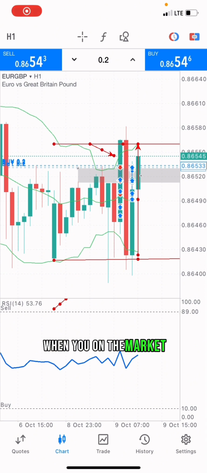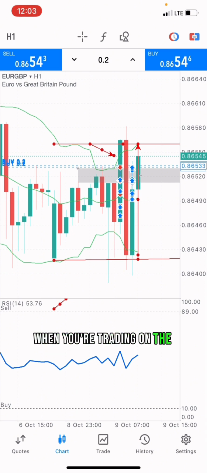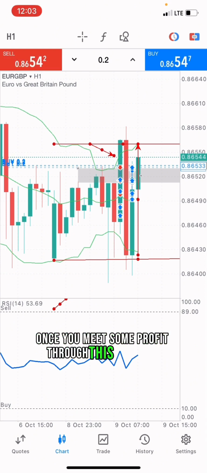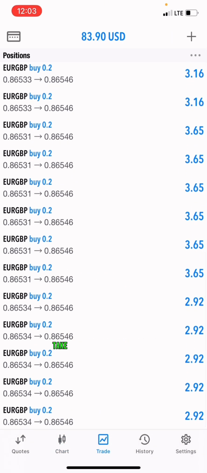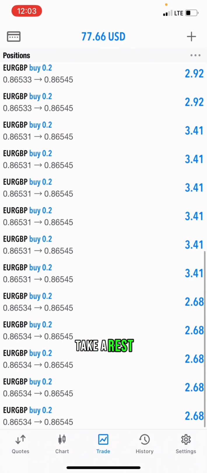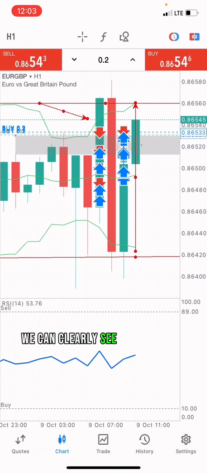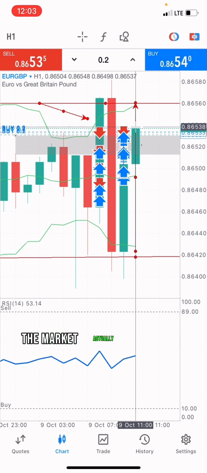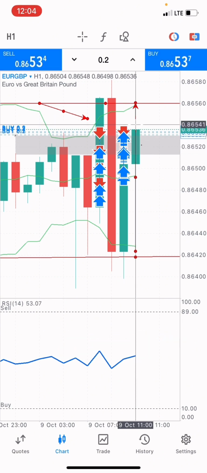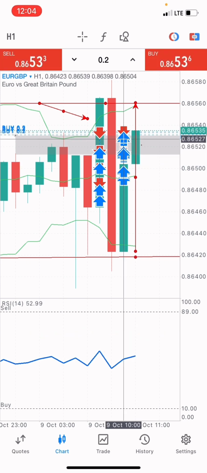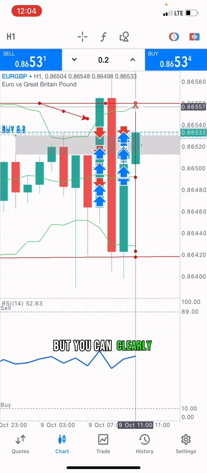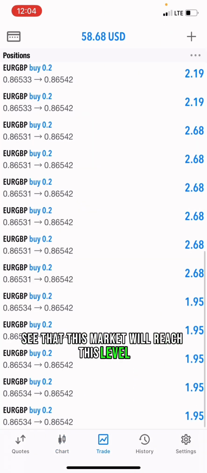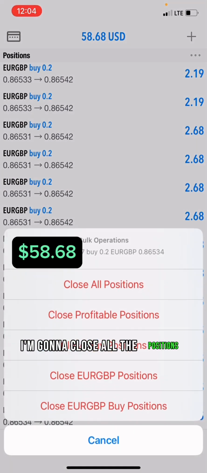When you're trading on the market, once you've made some profit through this scalping, you don't need to be greedy. All you can do is take your profit and take a rest. We can clearly see that I'm in profit right here. The market actually went down below this point right here. It retested when it reached this position, but you can clearly see that this market will reach this level. So I'm going to close all the positions.